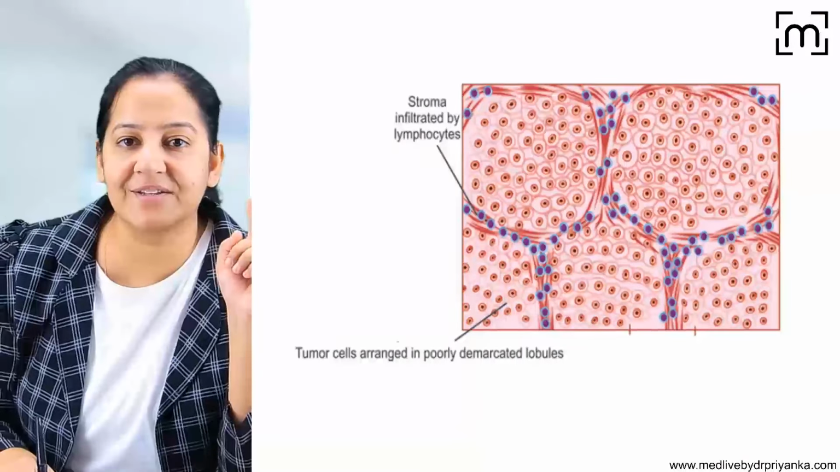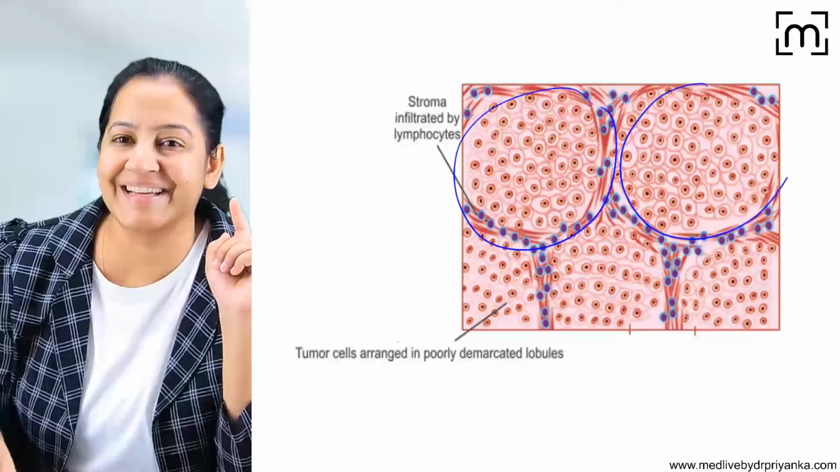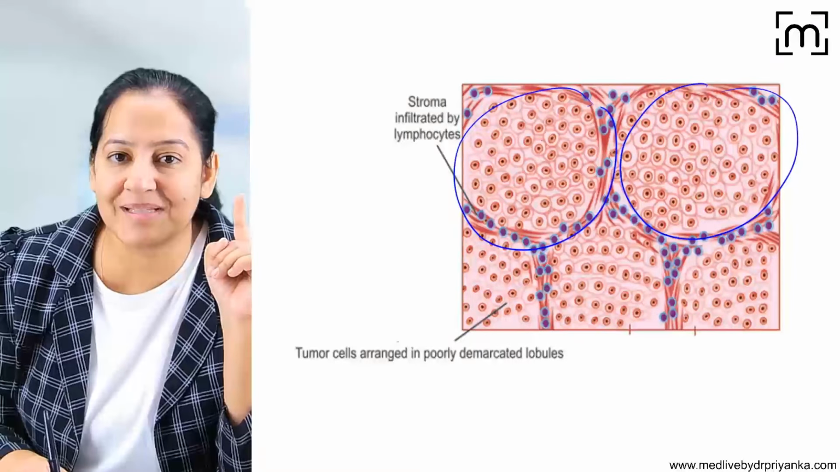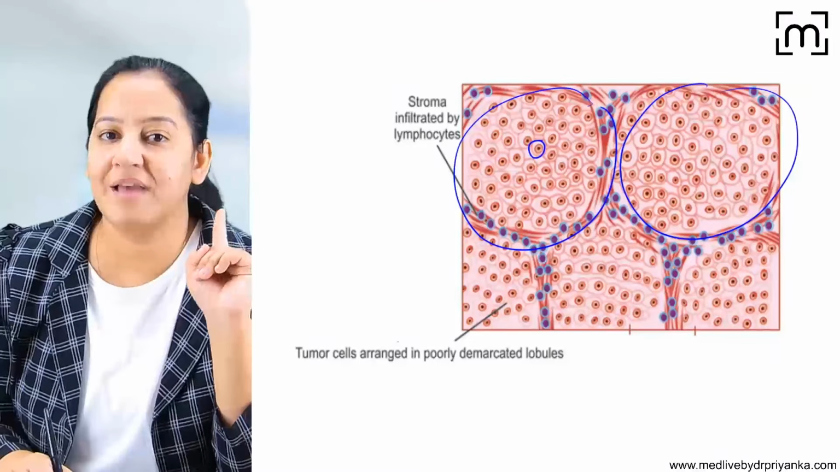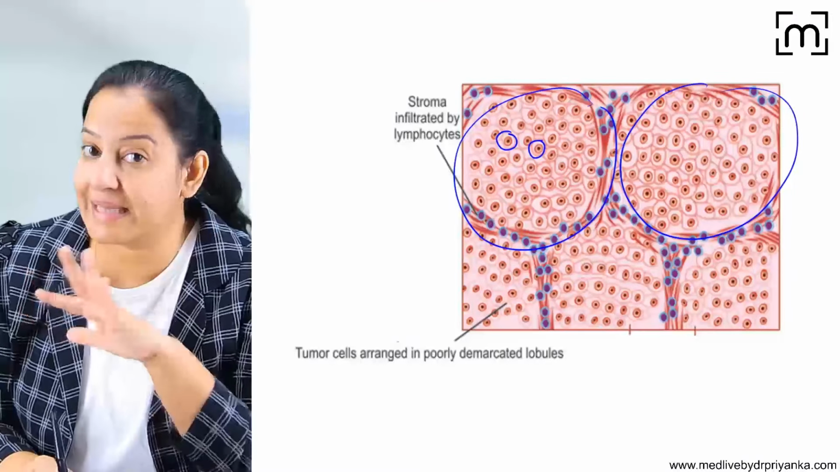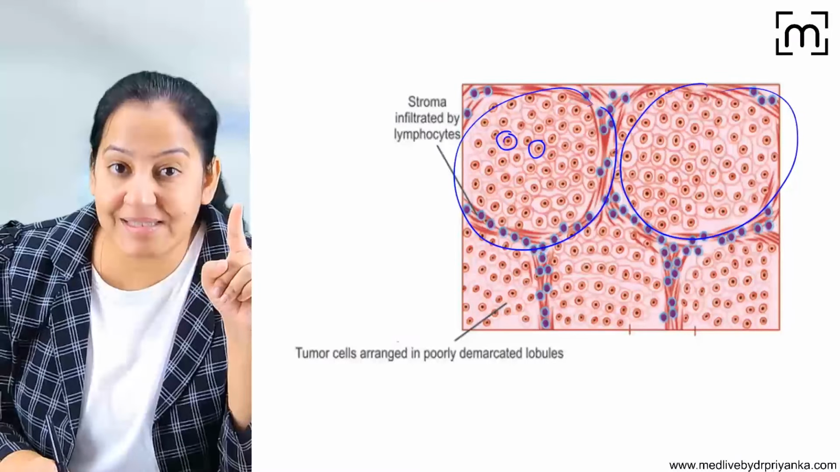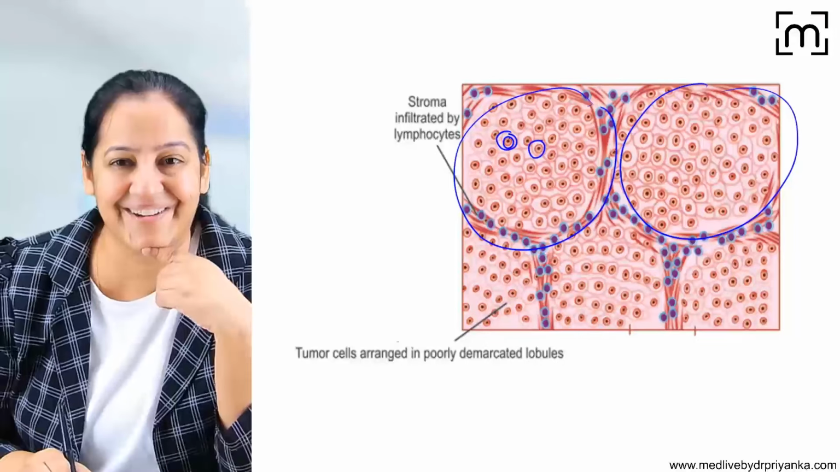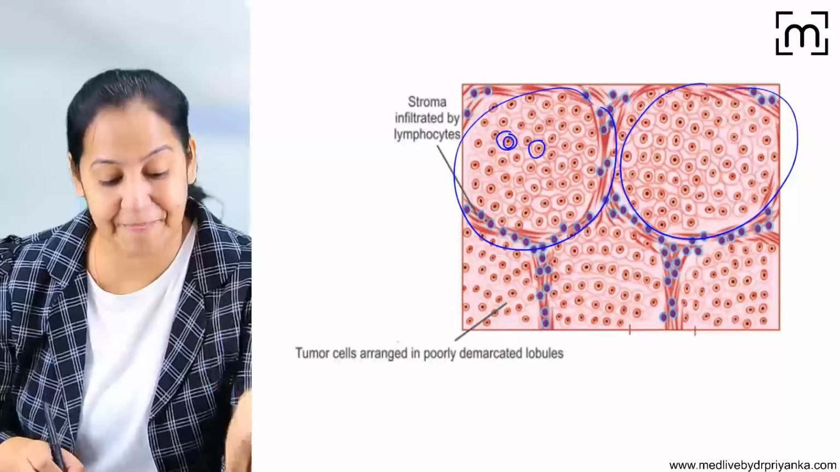Here also you can see these are the lobules, appreciated. Inside the lobules, try to see the tumor cells. The tumor cells are large. They are uniform. The cytoplasm is clear. The nucleus is central, and inside the nucleus you can see the dot-like structure, that is the nucleoli. And see the stroma.